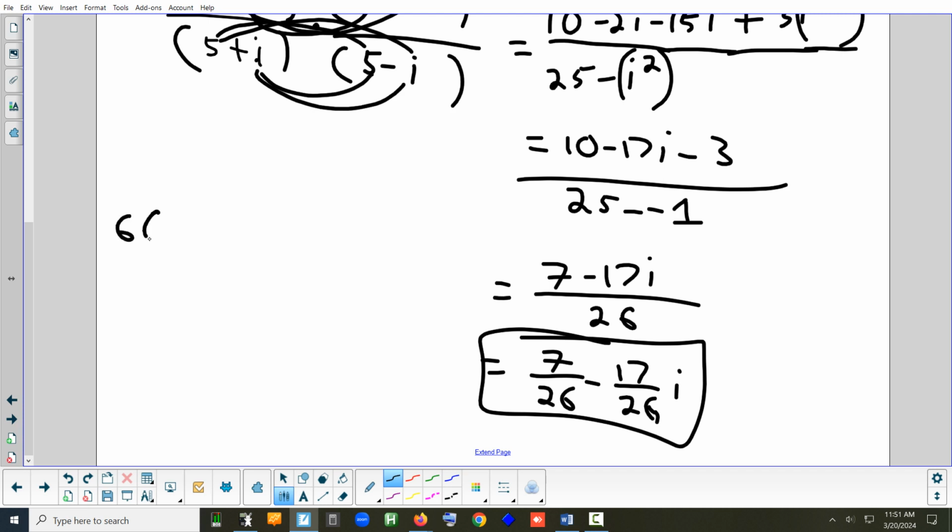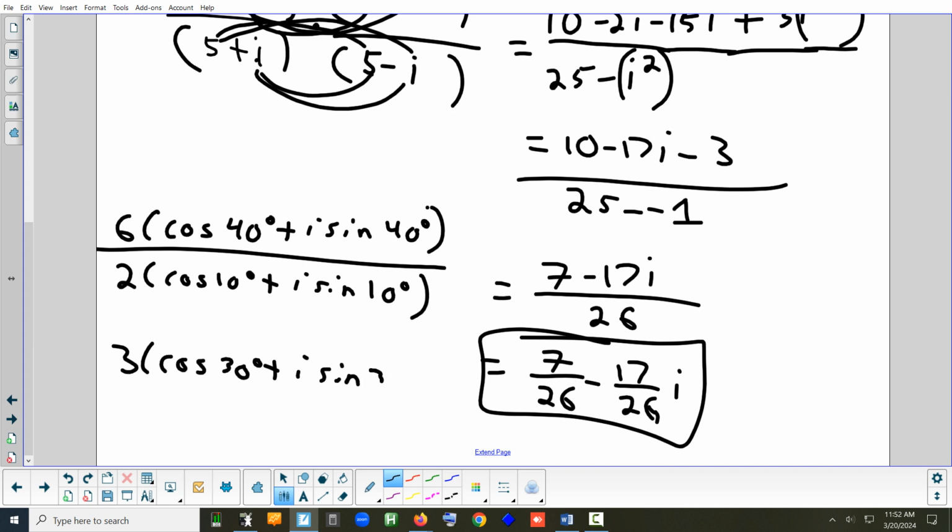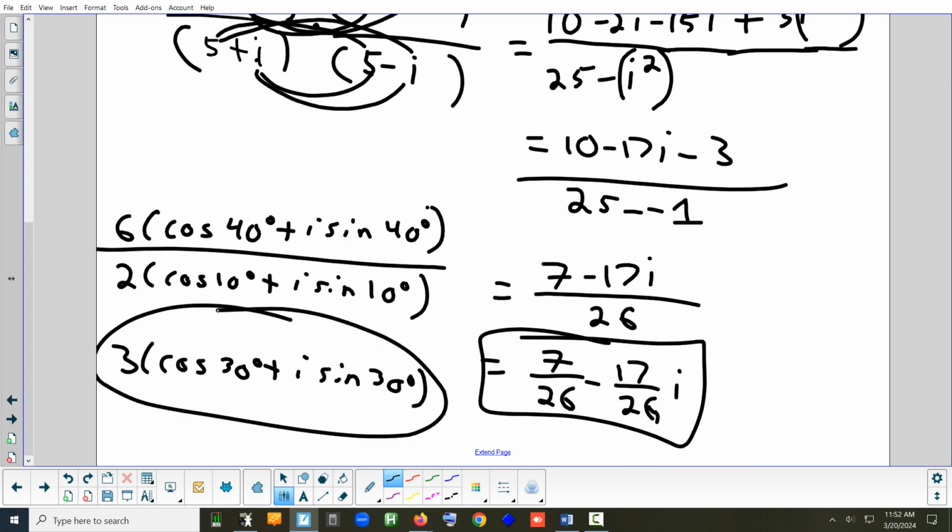Okay. Let's take 6 times cosine 40 plus i sine 40, and I want to divide by 2 times cosine 10 plus i sine 10. Well, I haven't started yet. I just read the problem. Now I want to do the problem. All right? So I'm going to divide these 2 things. When I divide these 2 things, this is the final answer: 3 times cosine 30 plus i sine 30. Done. Oh, that makes a lot more sense.